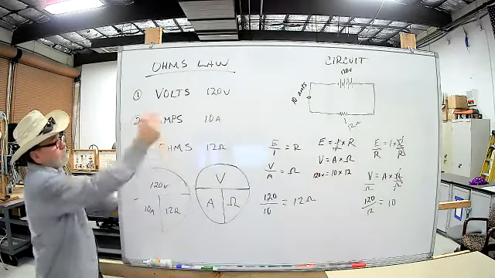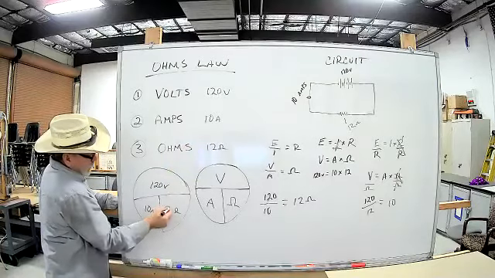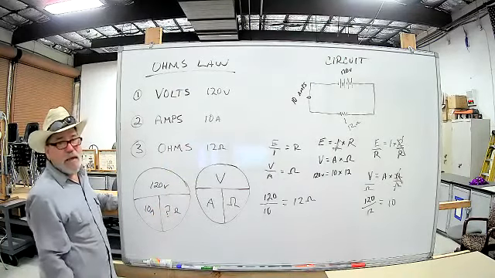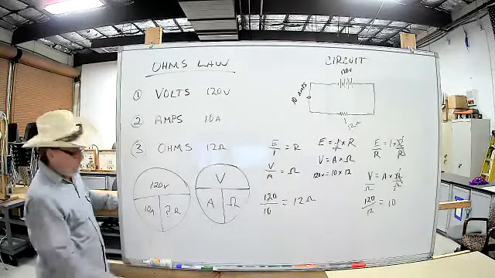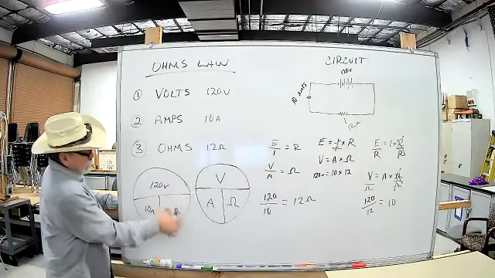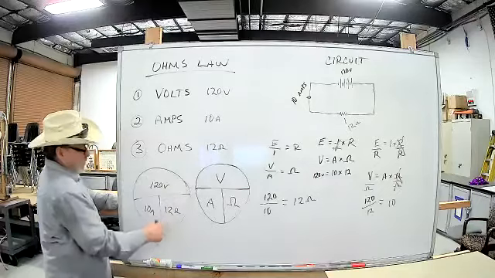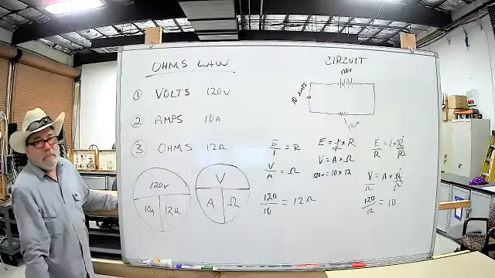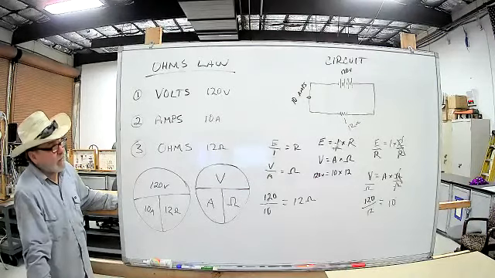Now, let's say we don't know our ohms. This is a big mystery. We don't know how many ohms we have. But we know we have 120 volts, and we know we have 10 amps. So you take this one, you divide it into there, and looky, it's just like magic, 12 ohms. So, guys, this always works. This is as simple as Ohm's law gets right here.